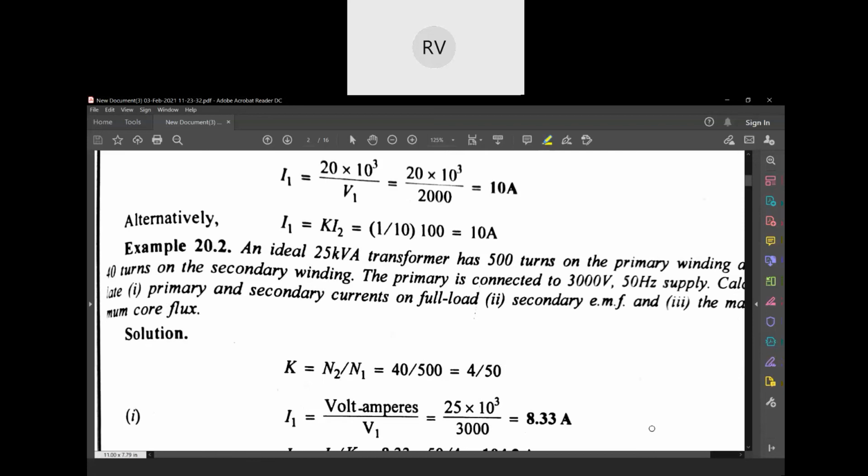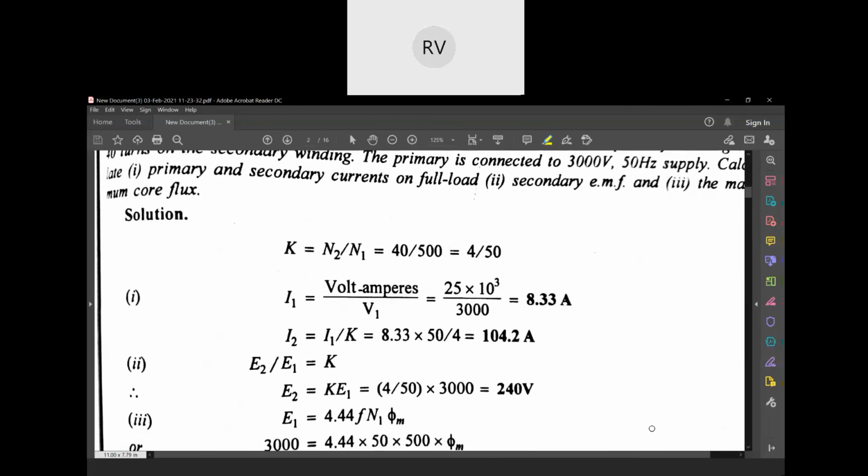He is giving us an ideal 25 kilovolt ampere transformer that has 500 turns on the primary side and 40 turns on the secondary side. The primary is connected to a 3000 volts 50 hertz supply. Calculate primary and secondary currents on full load, secondary EMF, and maximum core flux. So these are the things we need to calculate.